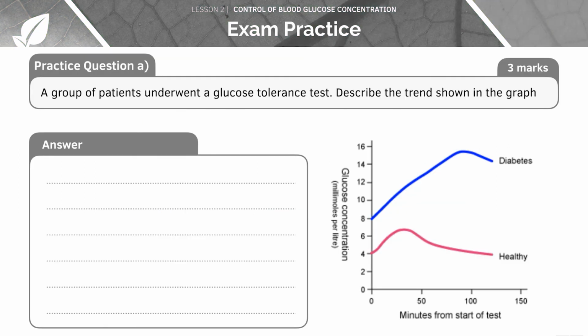So let's look at some practice questions. A group of patients underwent a glucose tolerance test. Describe the trends shown in the graph. So pause the video here, and then I'm going to show you an example of a poor answer and a good answer.